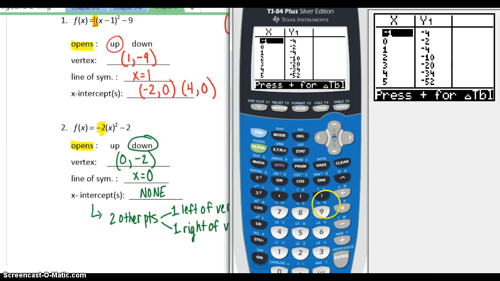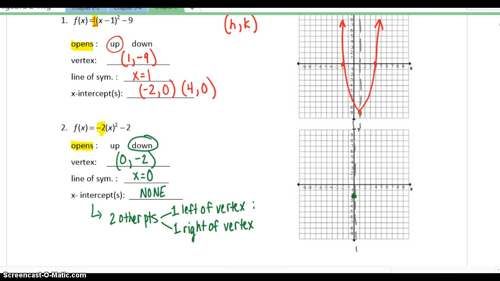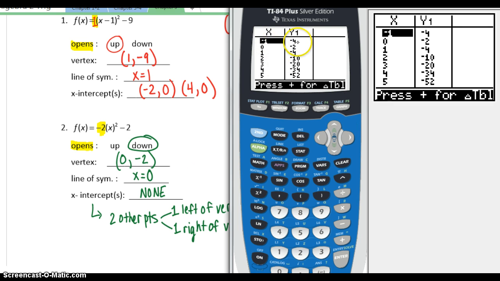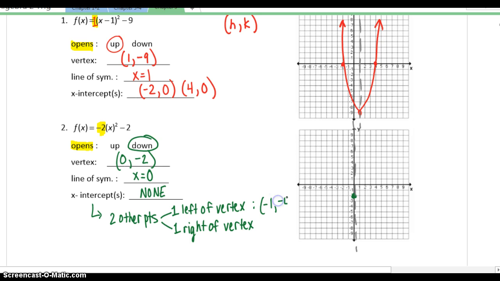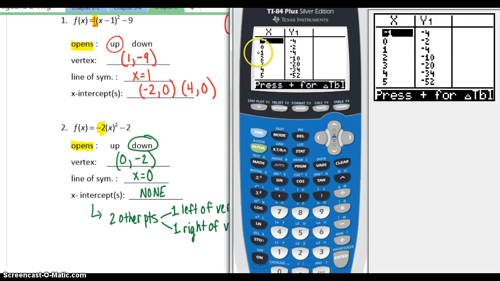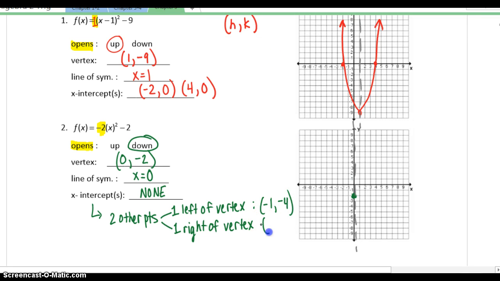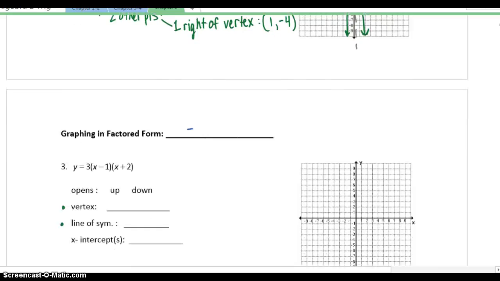Second graph will go into our table. Alright, I need 1 point to the left of this vertex right here, so I'll pick when x is -1, and that gives me the point -1, -4. Alright, then I need one to the right, so I'll pick when x equals 1, and that gives me the point 1, -4. So now that I have these 2 other points, -1, -4, and 1, -4, now I've got enough information to draw my parabola. And there it is. Okay, so if you ever don't have any x-intercepts, we just pick 2 other points. Alright, go ahead and flip it over. Let's try a few more.